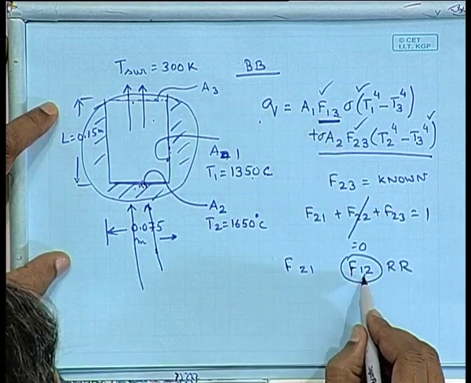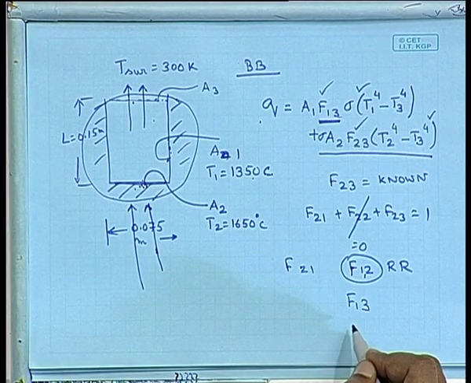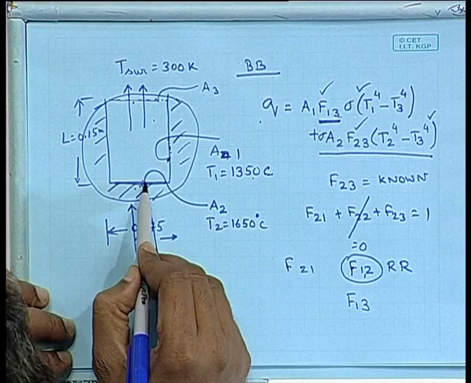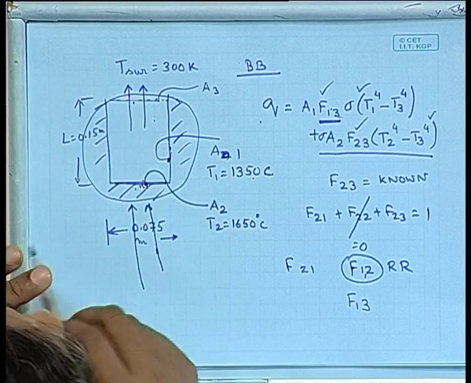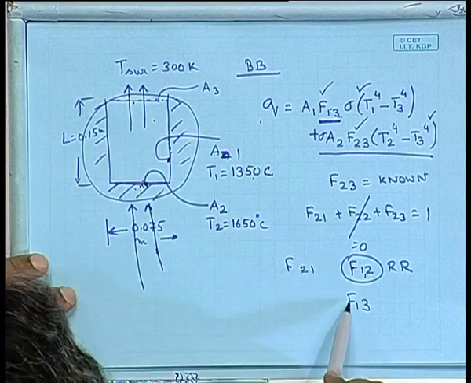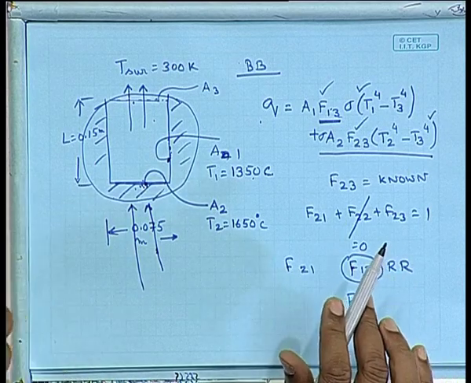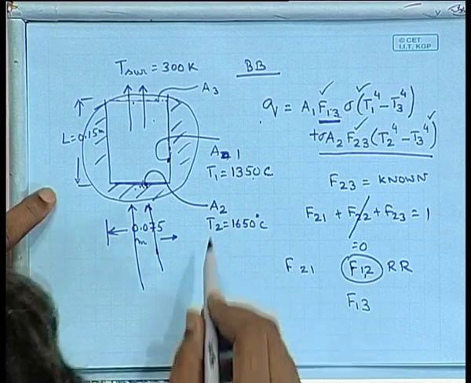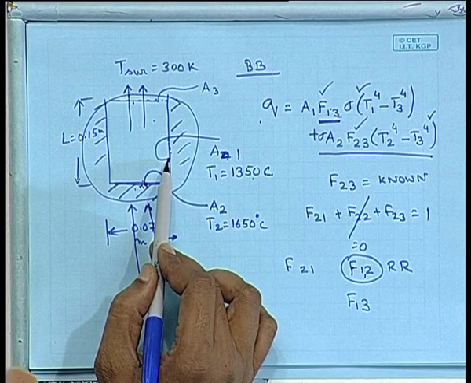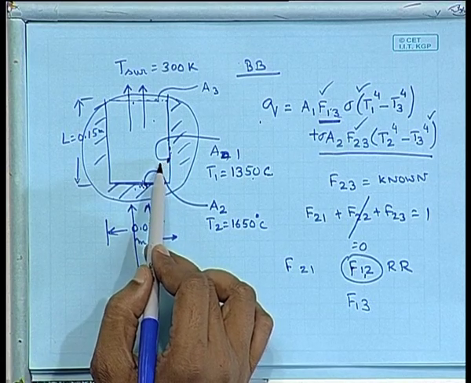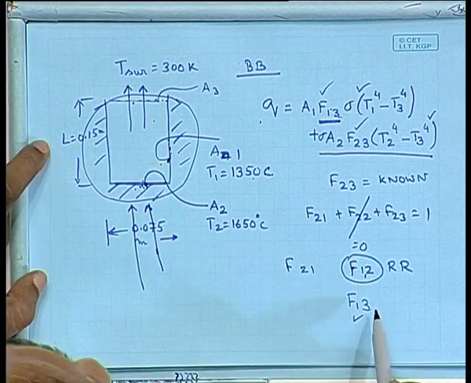If F12 is known to you, what is F13? If 1 to 2 is known to you, you would like to find out F1 to 3. What's the relation between F12 and F13? F11 is not equal to 0. F11 is a concave surface. A1 is a concave surface. So you do not know what F11 is, but F12 is known to you. You would like to find out F13. How do you do that?